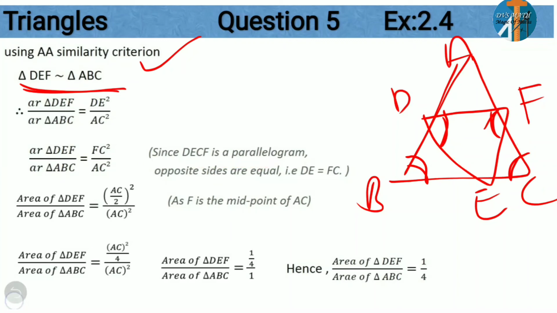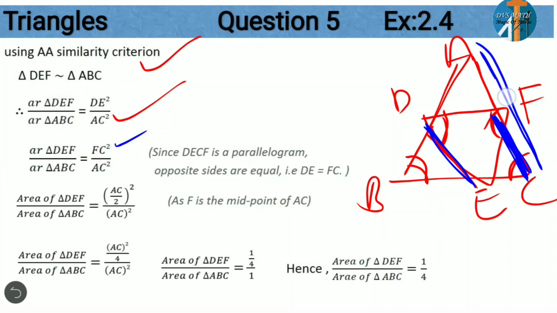So first we are taking DE and AC whole square because they are the corresponding sides, right? And this DE is equal to FC also. So in the place of DE we wrote FC. FC can be written as half of AC, so AC by 2 whole square, which means AC square by 4. AC square cancels, so 1 by 4 by 1, which we can write as 1 by 4.